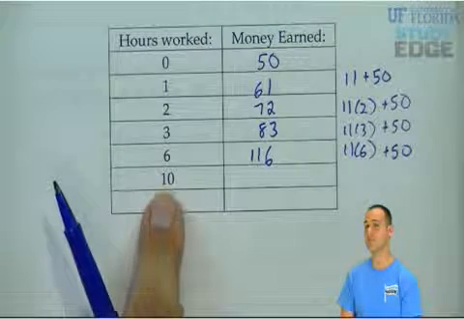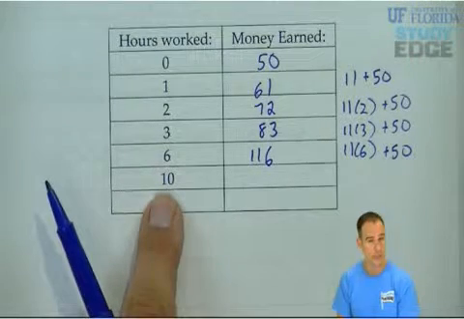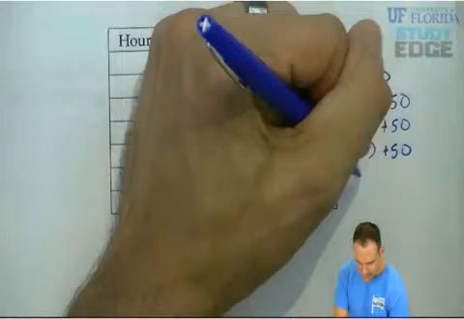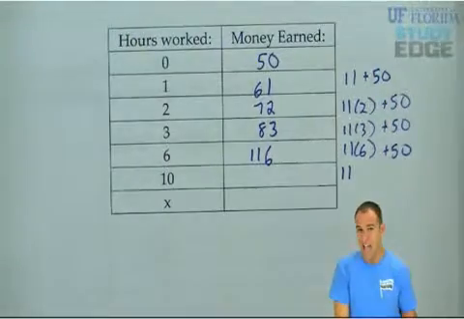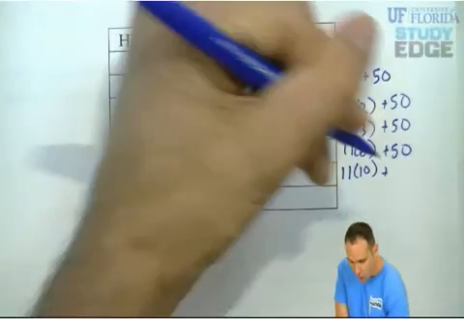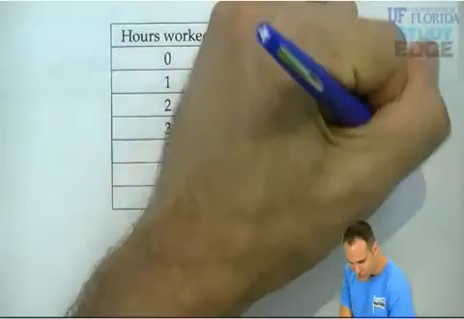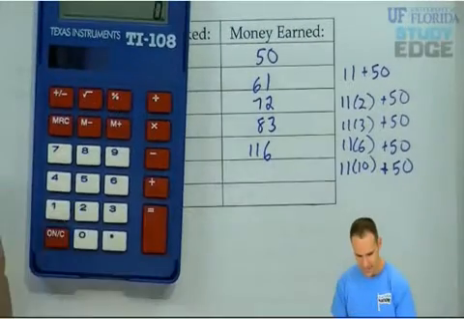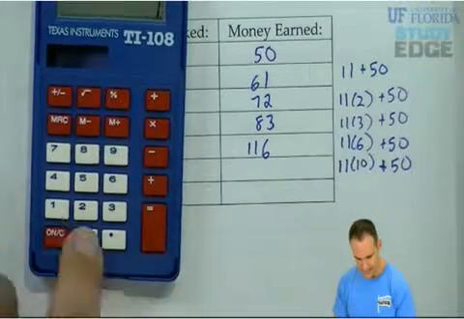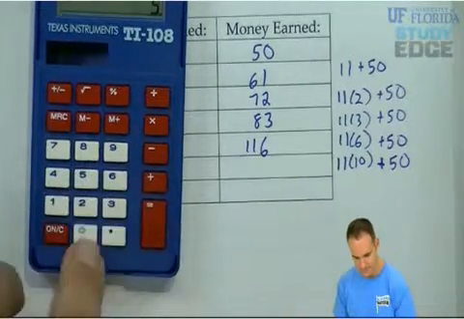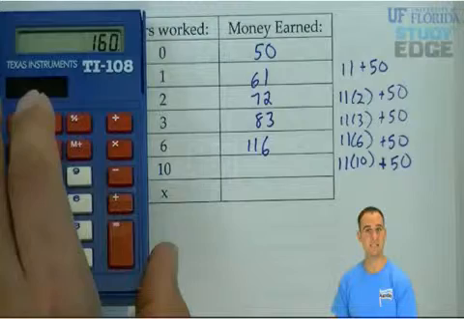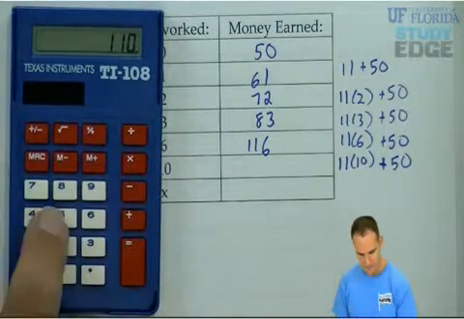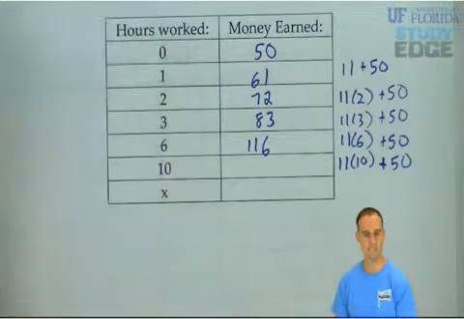What if you had to do a long shift, 10 hours? How would you figure out how much money you made at the end of the night? Well, I make $11 an hour, and I worked for 10 hours. And I also made $50 for just coming in. So 11 times 10 plus 50 will give you $160.